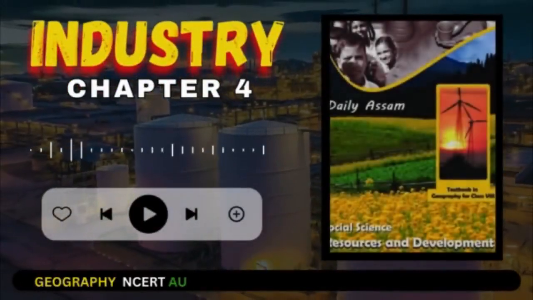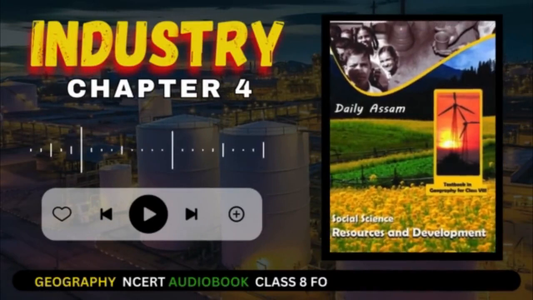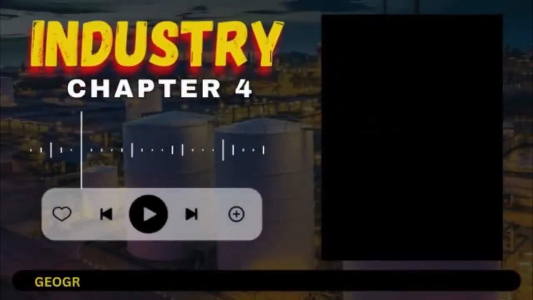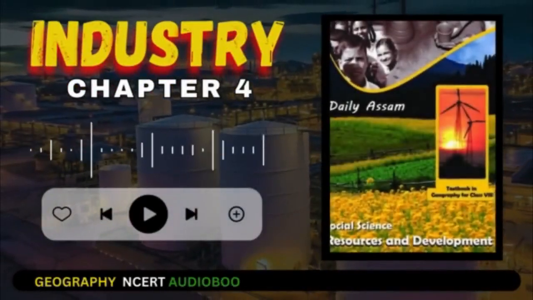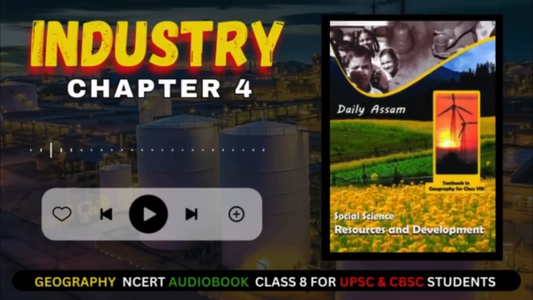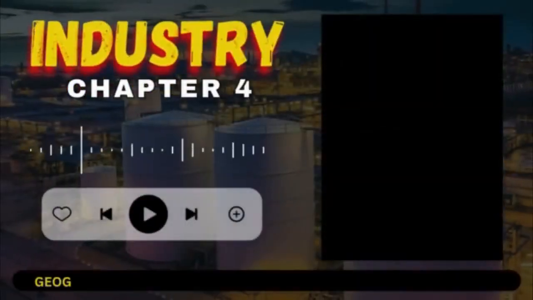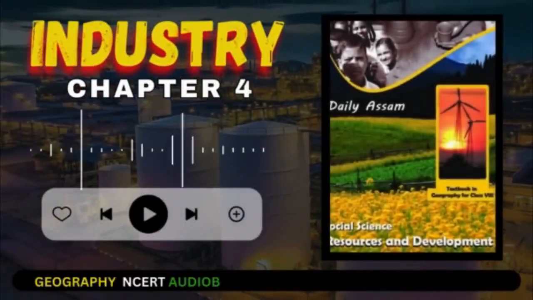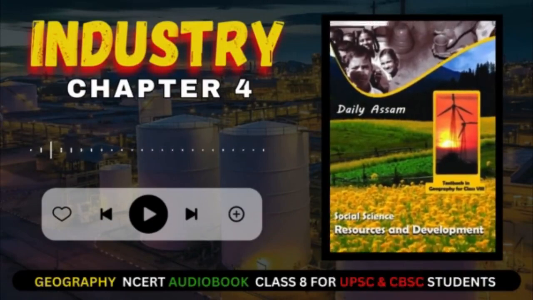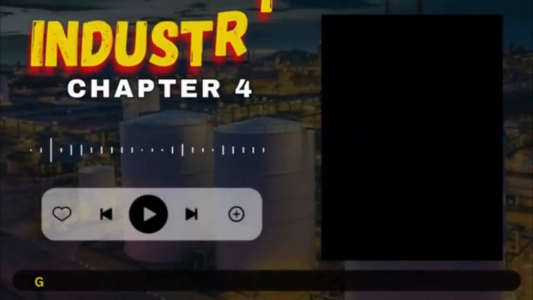Page number 60. Number 5. Activity. How to identify a location for establishing an industry. Divide your class into groups. Each group is a board of directors faced with the problem of choosing a suitable site for an iron and steel plant of Developing Dweep.